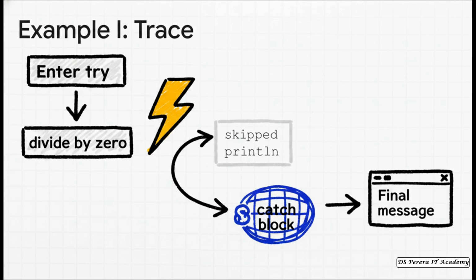No problems there. But then we hit the problem line. int c equals a divided by b. The JVM tries to compute 10 divided by 0. It can't do that, so it immediately stops and throws an arithmetic exception.